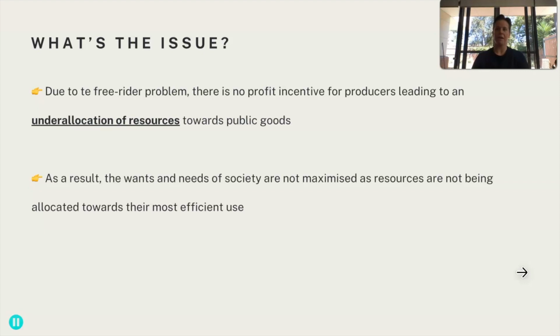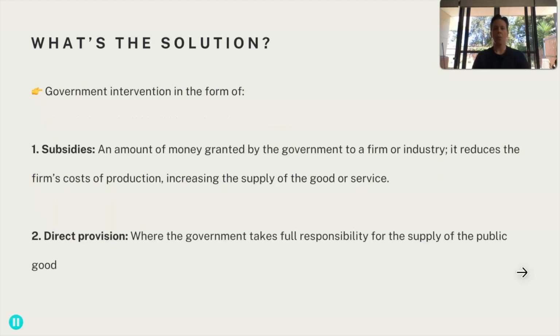And that is market failure, okay? So what are the solutions? There's a few different solutions that you need to know. The first one being a subsidy. Now, a subsidy is any amount of money granted by the government to a firm or industry. Its purpose is to reduce the firm's cost of production.